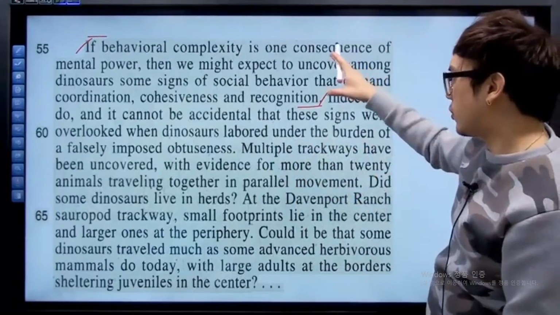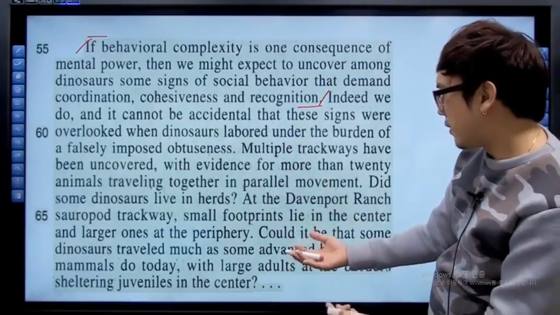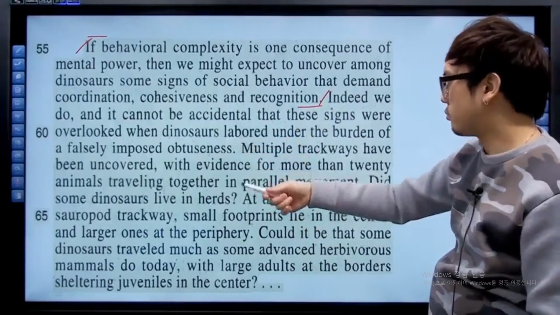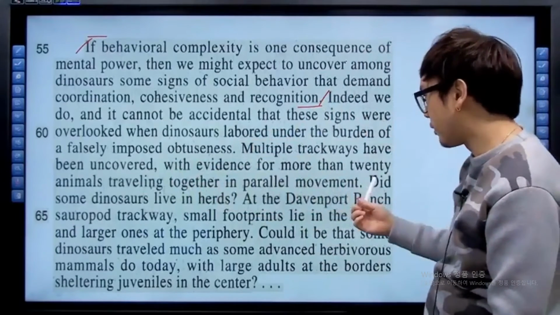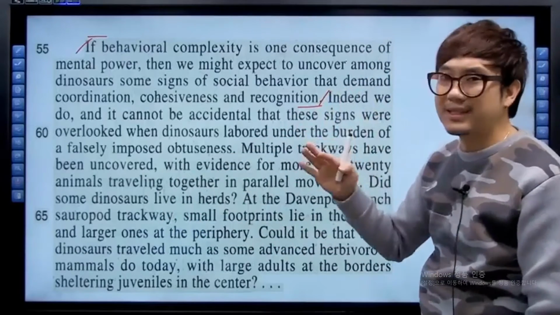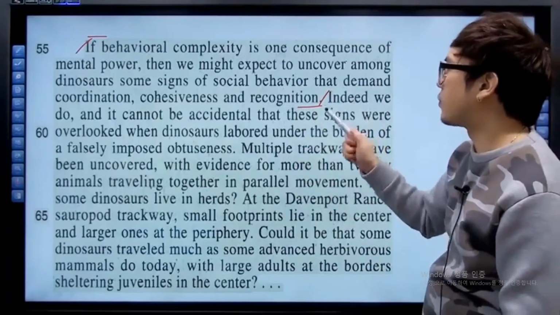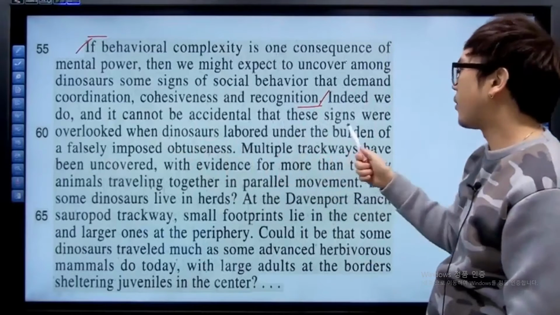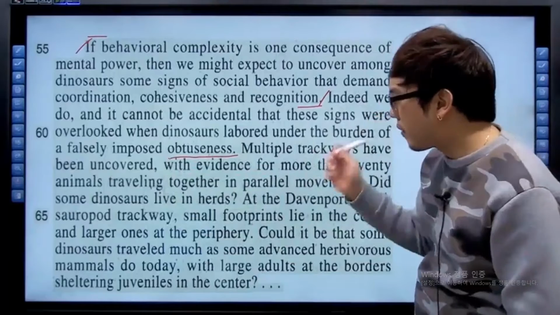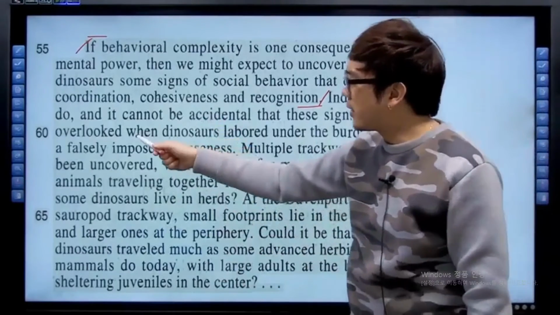Let's take a look at that. What we're going to do is try to see where we can find that idea, but most likely you would have to just go over everything together, especially some of the lines here. So we're going to briefly go over these lines and see what we can find. It says, indeed we do, and it cannot be accidental, that these signs were overlooked when dinosaurs labored under the burden of a falsely imposed obtuseness. Multiple trackways have been uncovered with evidence for more than 20 animals traveling together. So we kind of see it's been overlooked.